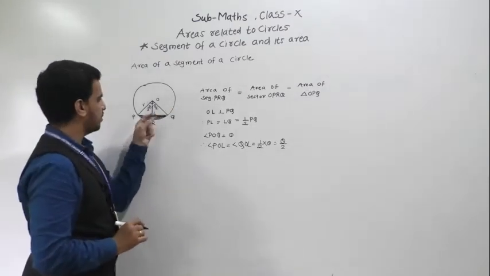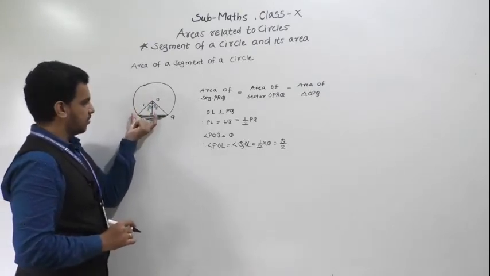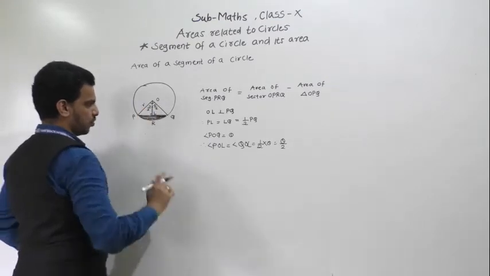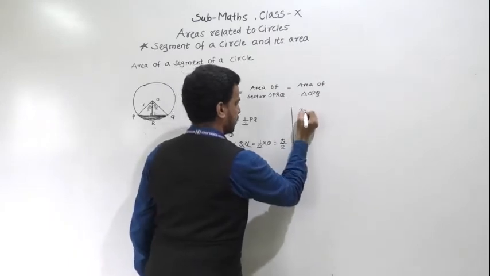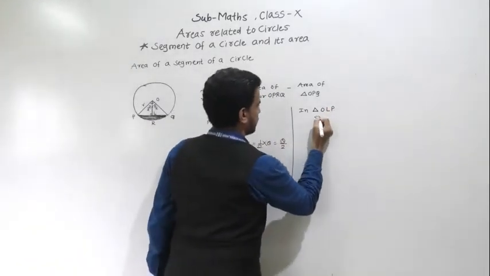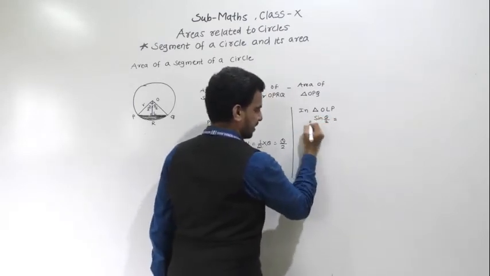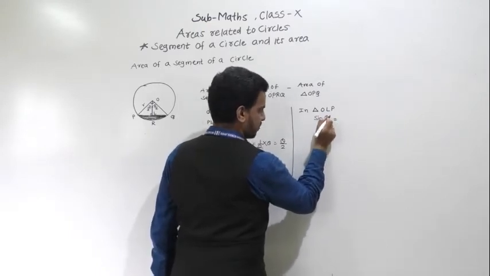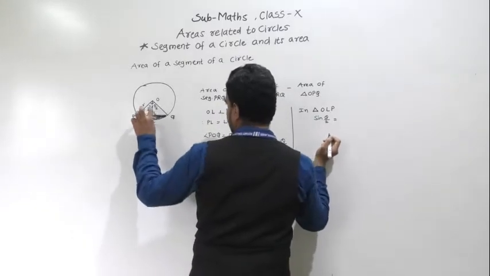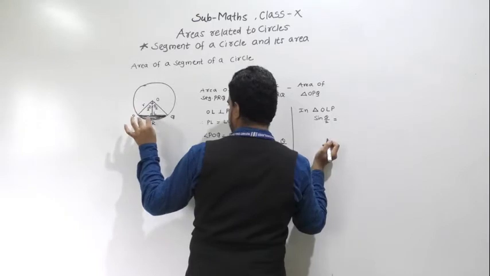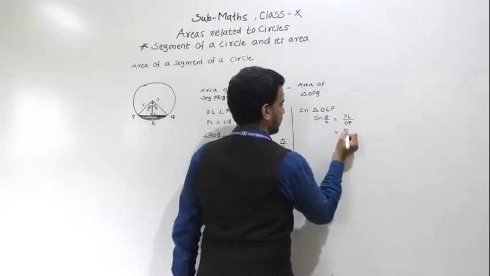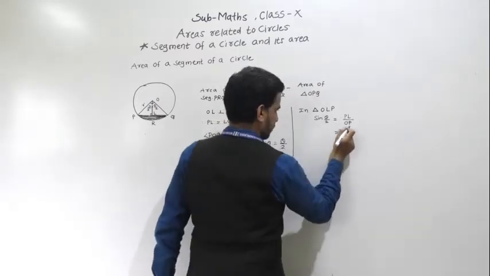Now we have to find the area of triangle OPQ. For that I want base PQ and height OL. So in triangle OLP we use trigonometric ratios. Taking sine of theta by 2, it is not sine theta upon 2, this 2 divides only theta. Sine theta by 2 is equal to opposite side by hypotenuse, so it is PL upon OP, where OP is the radius, so OP is equal to R.